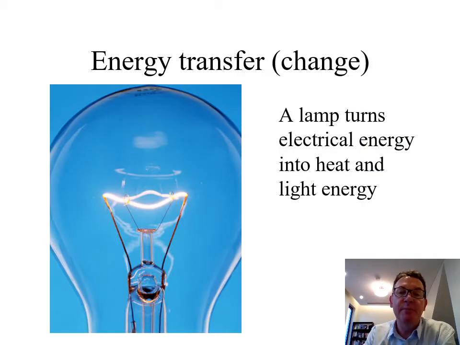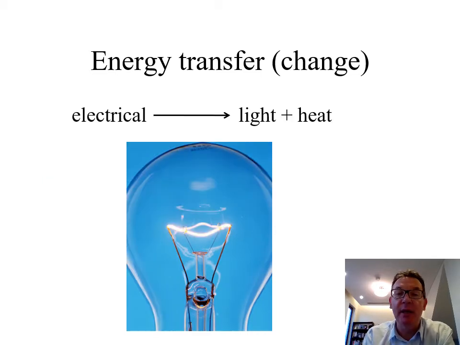So here's a very simple example. There's an energy change taking place inside this old-fashioned filament light bulb. And instead of change, in physics we hear transfer, energy being transferred. So this lamp takes electrical energy and transfers it into heat and light energy.